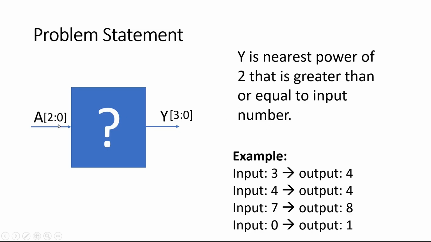Let us say this input number A is 3, then the output will be 4 because 3 is not 2 raised to power n. So the nearest number greater than 3 is 4, and it is 2 raised to power 2. So this will be my output. If input is 4, it is already 2 raised to power 2, so output will be 4 only. If input is 7, output will be 8 which is 2 raised to power 3. Here this is very important: if input is 0, output should be 1.